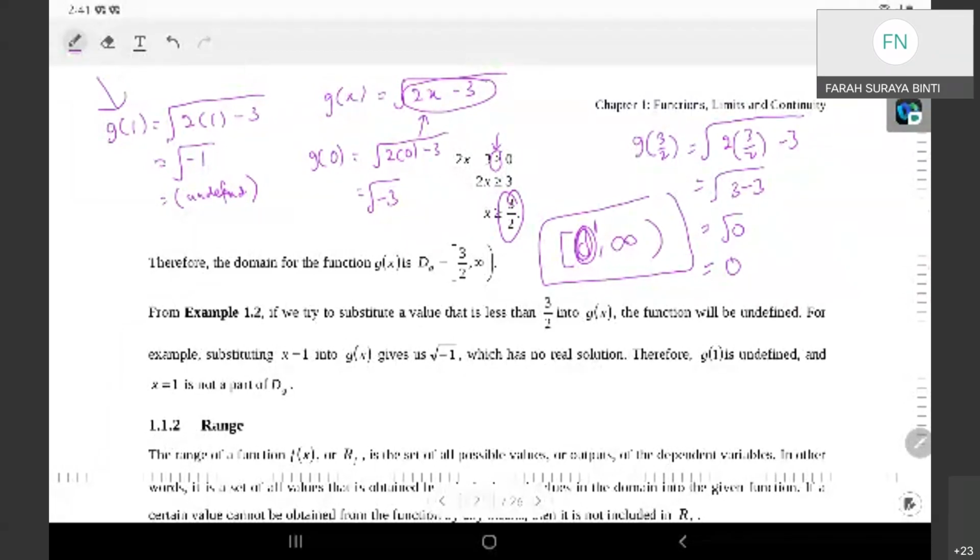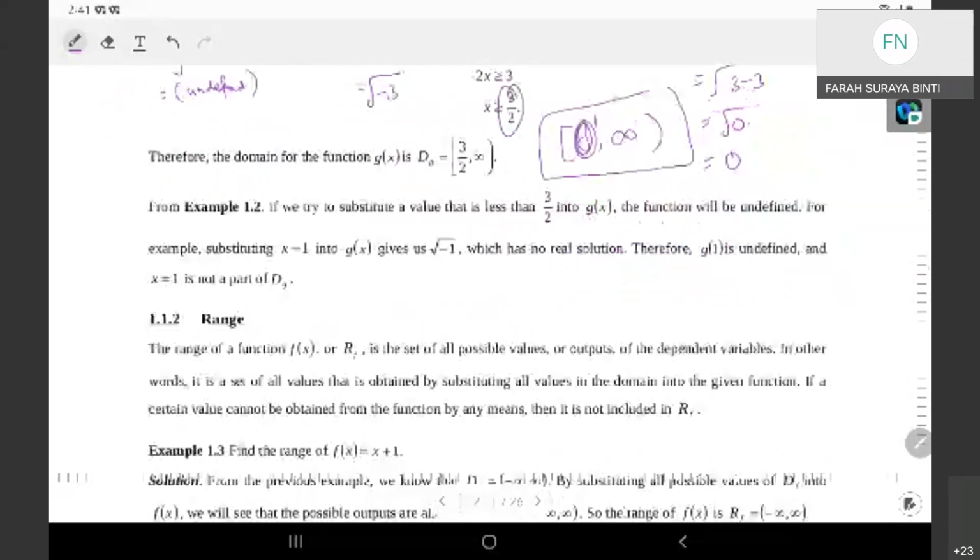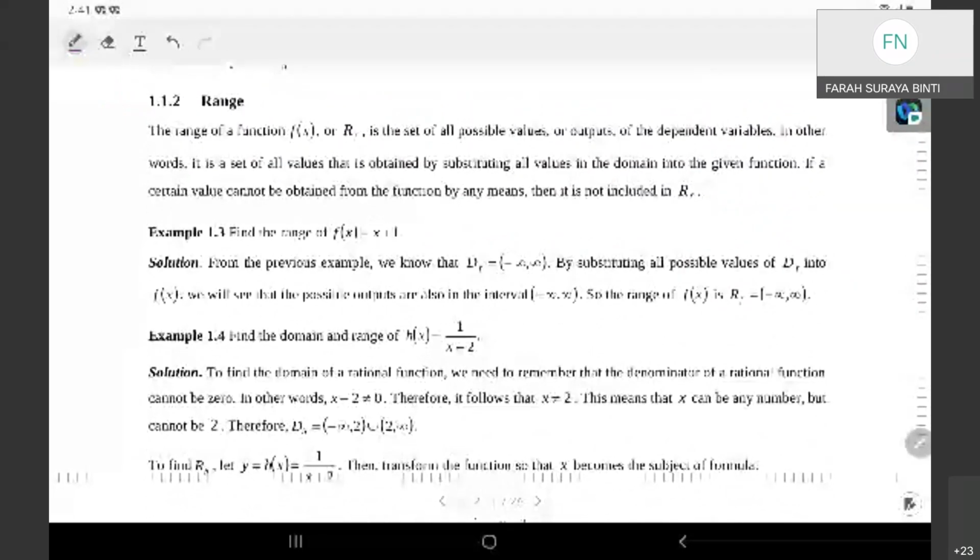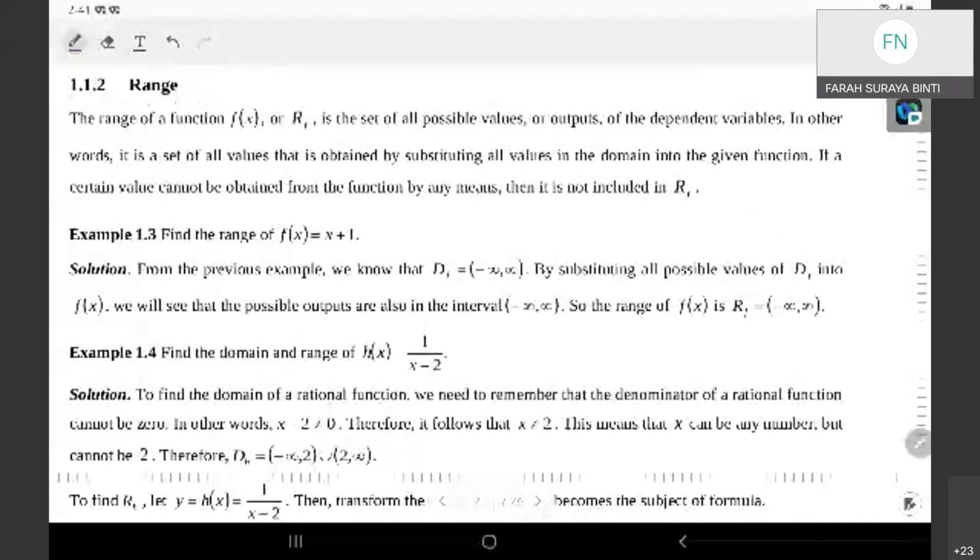Maksudnya kalau tekan calculator tu dia akan jadi error lah. Okay, so G1 is undefined, and meaning that x equal to 1 is not the domain of that function. Okay, so itu cara nak cari domain. Ada dua example kat situ. Okay, next, how do we find the range of that function?